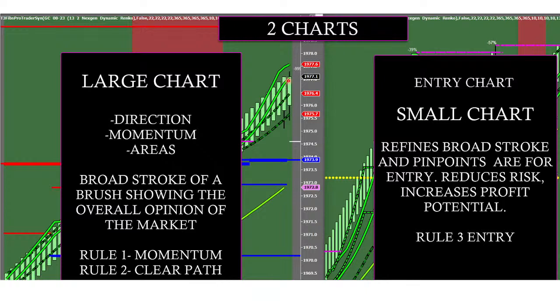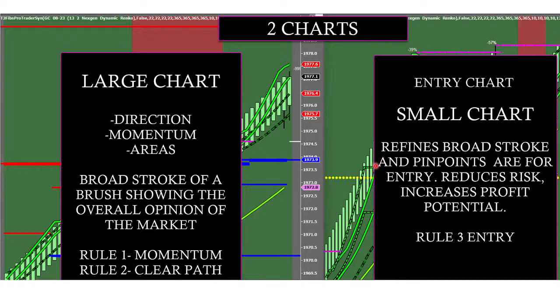Large chart is going to define the momentum in the market and whether or not rule number 1 is met. And large chart will define the areas, these Fibonacci areas, because these are the areas where the large crowd, the people that move the market, are making decisions. And the large chart will let you know whether or not you have that clear path. Once the rules are met on the large chart, that's when you turn your attention to the small chart.